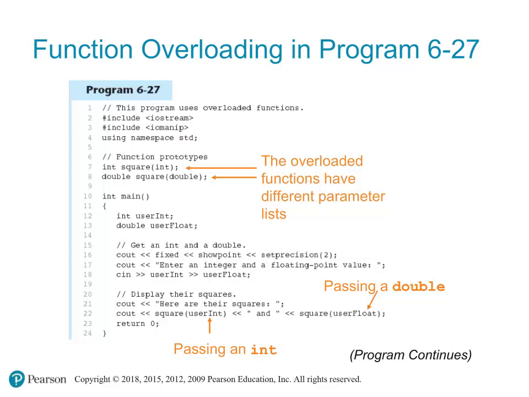The 2 versions of the function square are declared. One takes an integer parameter and the other takes a double. The program asks the user to input an integer, user int, and a floating point number, user float. The square function is called twice, once with an integer argument and once with a double argument. The compiler automatically selects the appropriate version of square based on the type of argument passed.